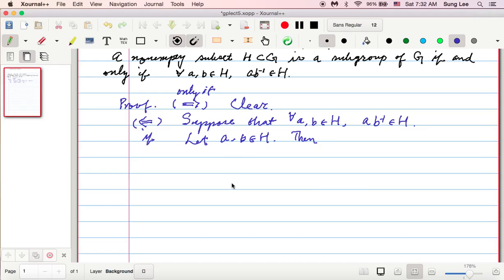Then, since A belongs to H, by this assumption, A inverse has to be also in H, by assumption. But then A, excuse me, A times A inverse is what? The identity. So we know that the identity element is in H. Okay, good.